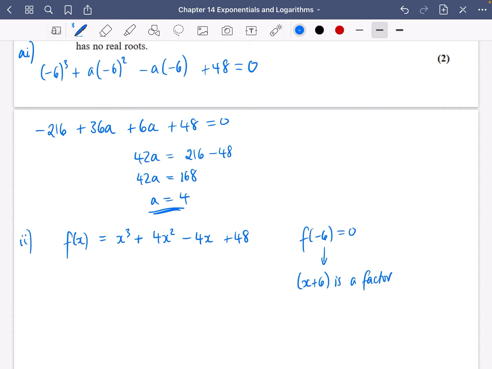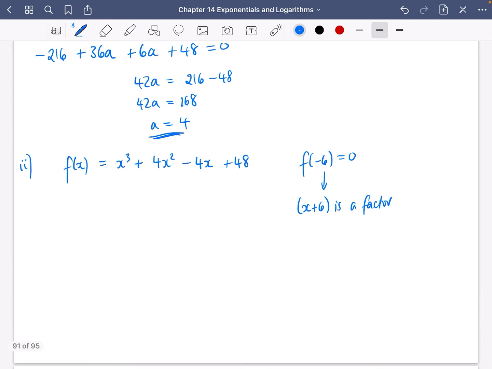Now there's many different ways of doing this. The way I usually teach this is to do some algebraic division. So I'm going to do x cubed plus 4x squared minus 4x plus 48. I'm going to divide it by x plus 6 because I know that it's going to be a factor. So I'm going to divide the x cubed by x to get x squared, and then I'll multiply through by x squared, so that's x cubed plus 6x squared, and then I'll subtract, so I get minus 2x squared.